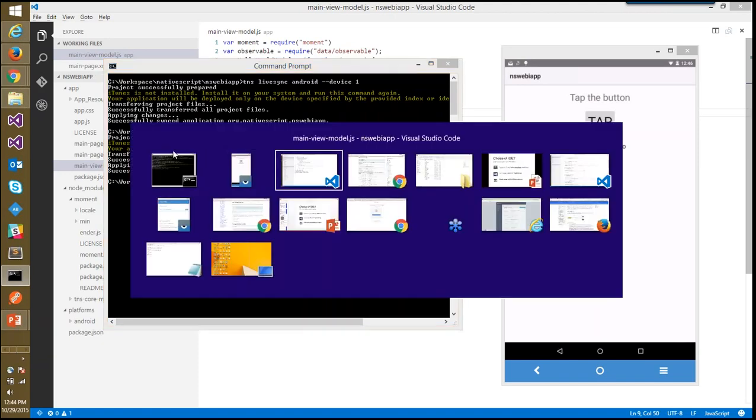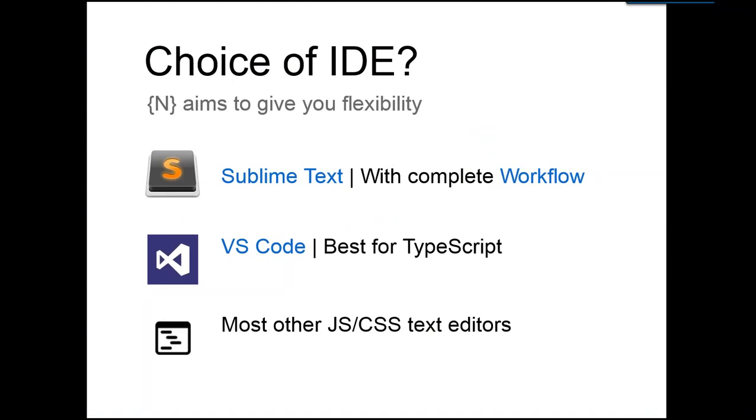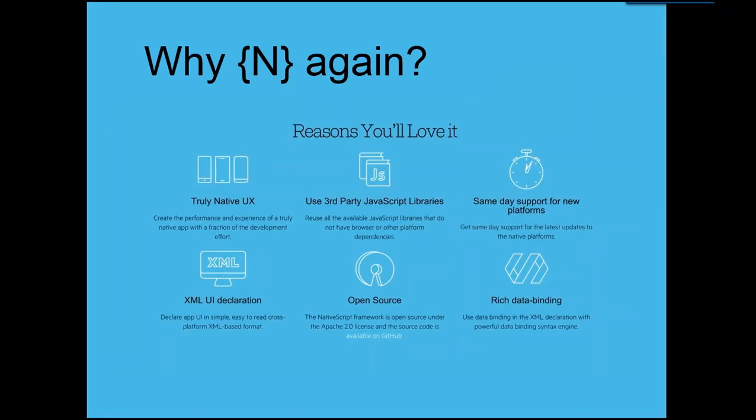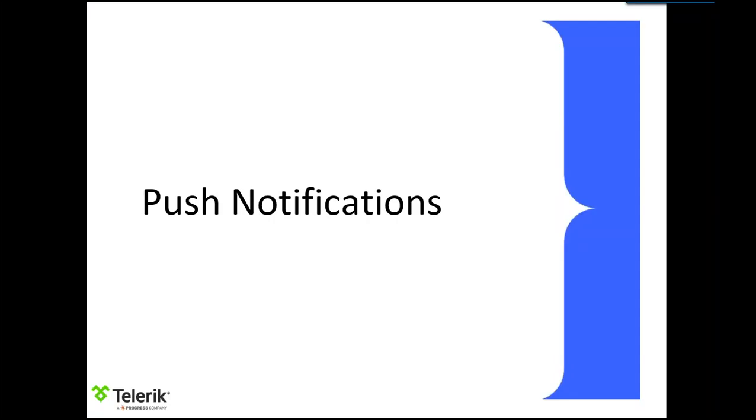Now let's switch gears because I'm already at the 45-minute mark. So we looked at the demo of NativeScript. As I said, do go to TelerikHelper.net and search for NativeScript. There's already a full getting started, level 100 version of the webinar, so you can take a look at how you do things with NativeScript. So quickly to summarize, why do you need NativeScript again? Truly native UX. You can use third-party JavaScript libraries, same-day support for new platforms, XML UI declaration, biggest of all, open source, and of course it has rich data binding. So take a look at NativeScript if you're interested.